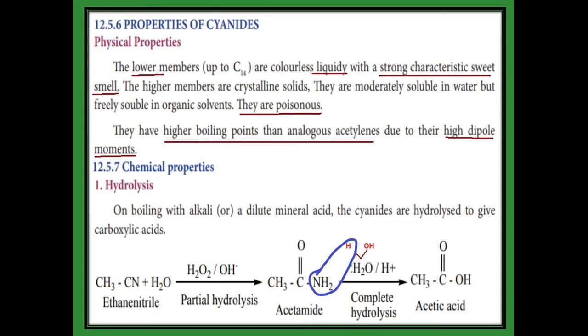The first chemical property is hydrolysis. Hydrolysis means addition of water. When water is added to ethane nitrile in the presence of hydrogen peroxide and an alkali, sodium hydroxide or potassium hydroxide, the water contains 2 hydrogen. The 2 hydrogen attach with the nitrogen and the 1 oxygen attaches with the carbon, so we get CH3CONH2, that is acetamide.